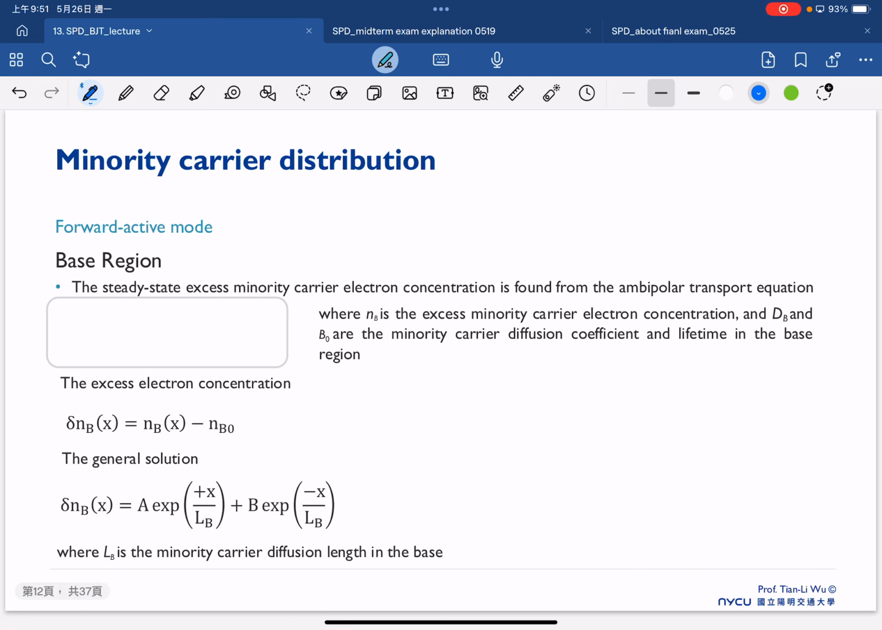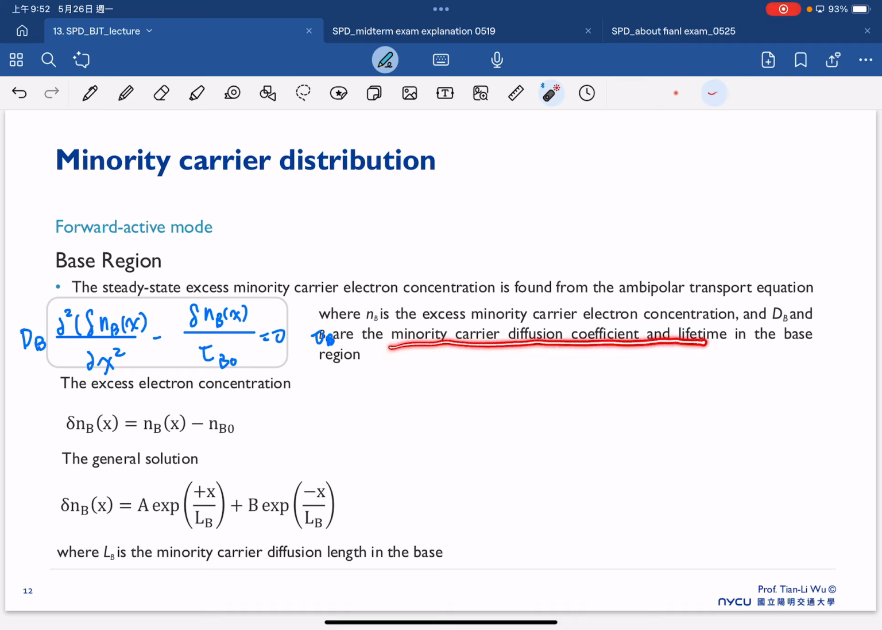And the next step is that we start from the equation we have already used. Now we use it here again. Once we consider the base region in steady state, the minority carrier electron concentration is found from the bipolar transport equation we have already discussed, and therefore we have this equation. Where nB is the minority carrier concentration in the base region, and DB and tau B are the minority carrier diffusion coefficient and lifetime in the base region.